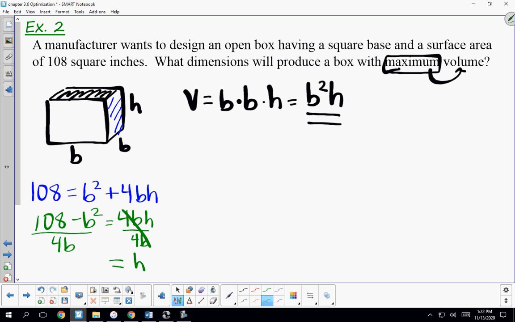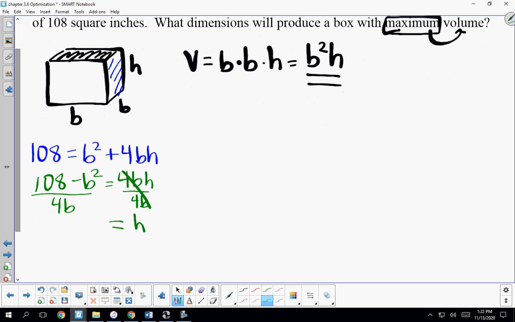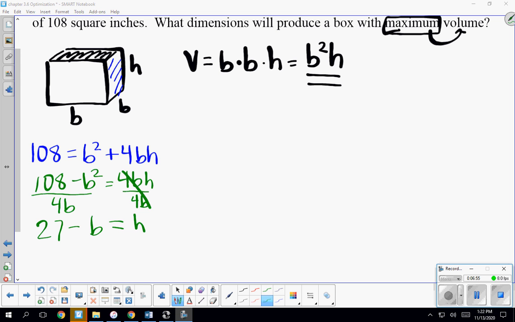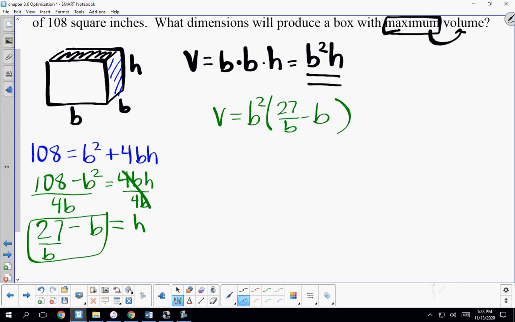And so h equals, in this case, let's go ahead and simplify this. So we'll get minus b over 4, and then 27 over b, with a b down here on the bottom. And so now we're going to take this and plug it into our other equation. So V equals b squared times 27 over b minus b over 4. And here we're definitely going to want to distribute, because that's going to allow that b to cancel in the bottom so that we get 27b minus b cubed over 4.